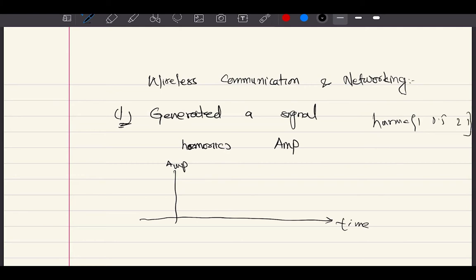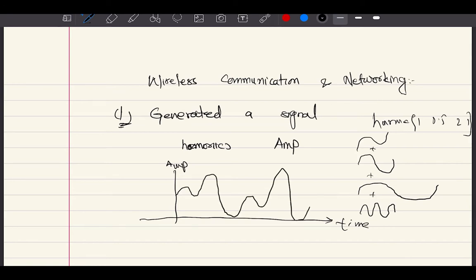1 harmonic means that the number of cycles completed in 1 second. 0.5 means the number of cycles completed in 0.5 second. 2 means that 2 cycles are completed per second. And 1 means again the number of cycles completed per second. This is how we took the Fourier series of those signals. All are added up, and we got a signal which looks somewhat random. It was not completely random, but it looked somewhat random.